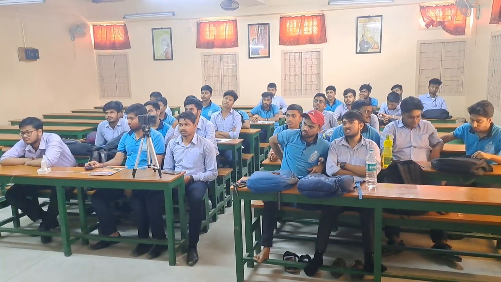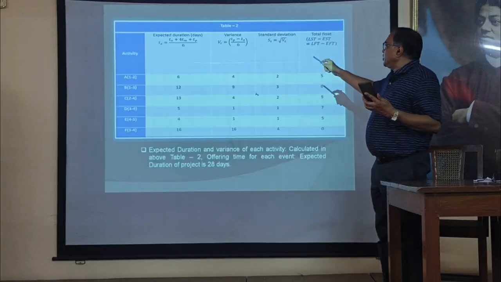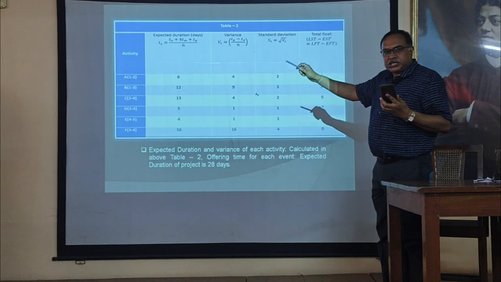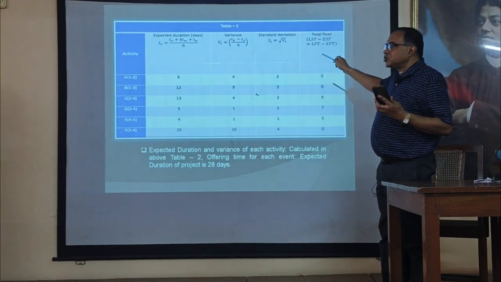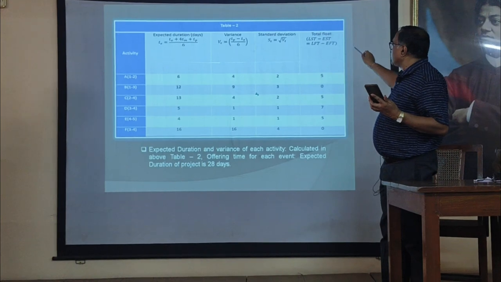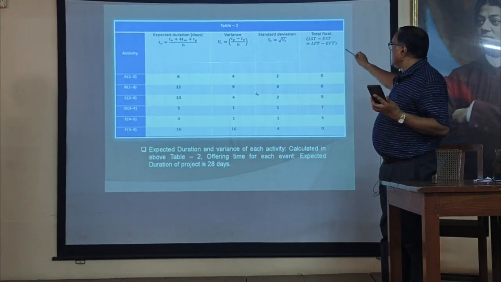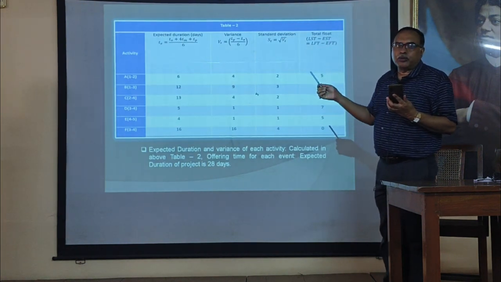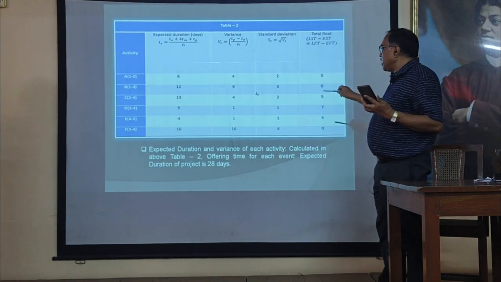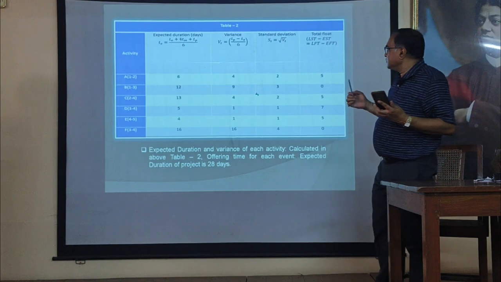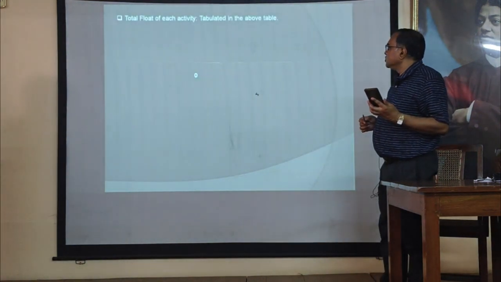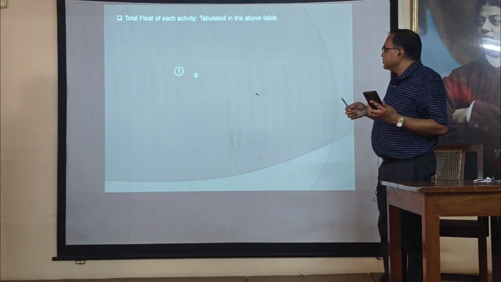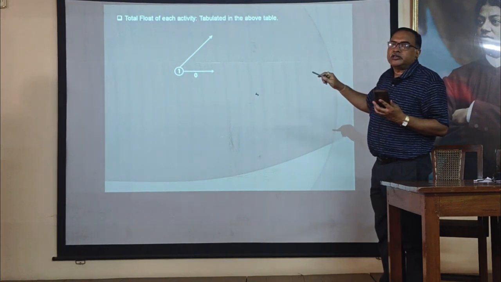Next. In our case, we have calculated the variance for each activity, the expected time duration TE for each activity, and the standard deviation, which is the square root of variance. And total float is equal to LST minus EST, or LFT minus EFT, from the given data of our second numerical problem. Accordingly, we have tabulated these values. Total float of each activity is given in the last column.